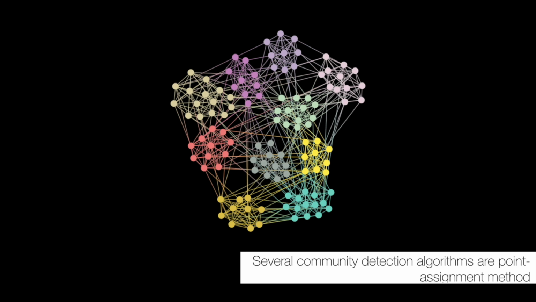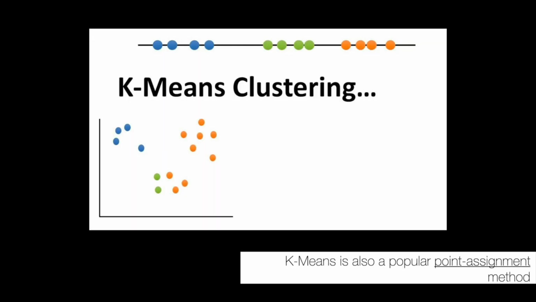Alternatively, there's the point assignment method. A number of different community detection algorithms work this way, where you start off with a number of different clusters, and you add points to the cluster that they're closest to, or do this sort of point assignment. The most popular point assignment method that we'll talk about is k-means. We'll talk about that next time.